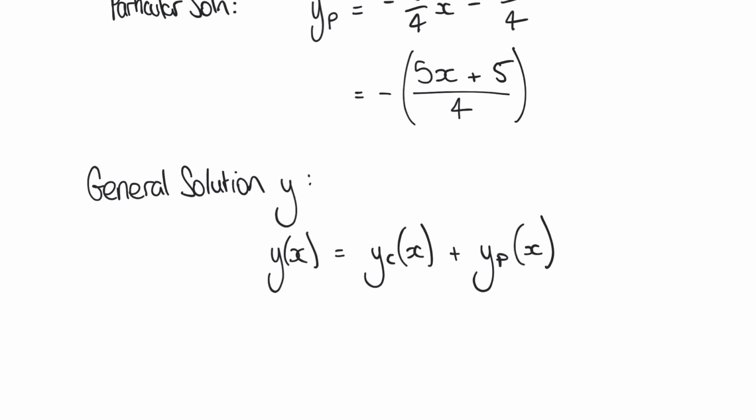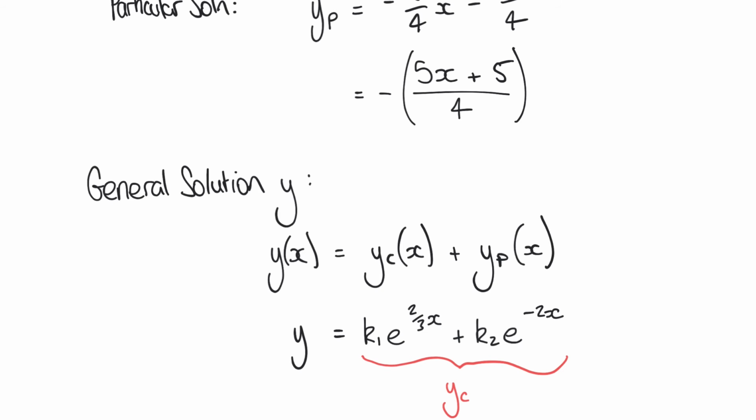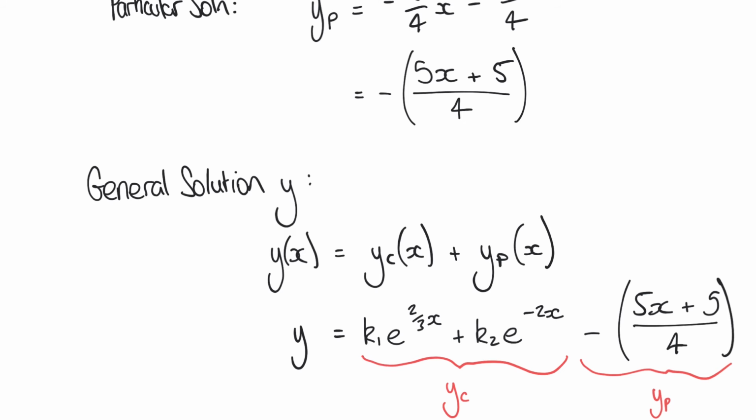So in our case, we find that y equals k1 e to the 2/3 x plus k2 e to the minus 2x. That was our complementary solution. And then this minus 5x plus 5 over 4 on the end, which was our particular solution. And that's our complete solution for this example.